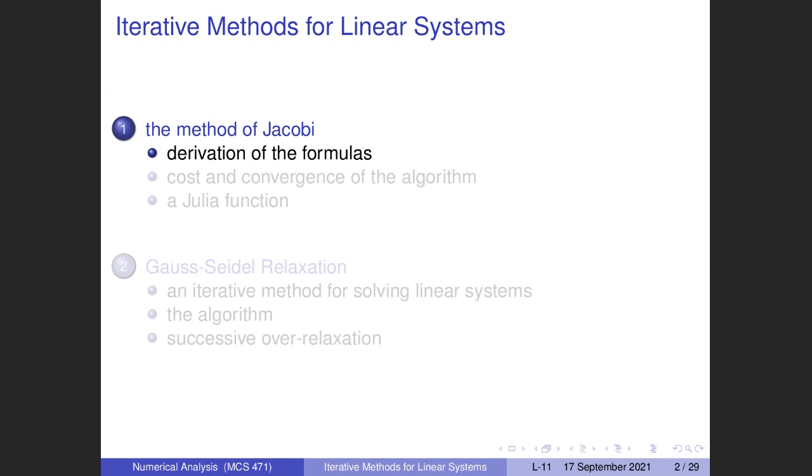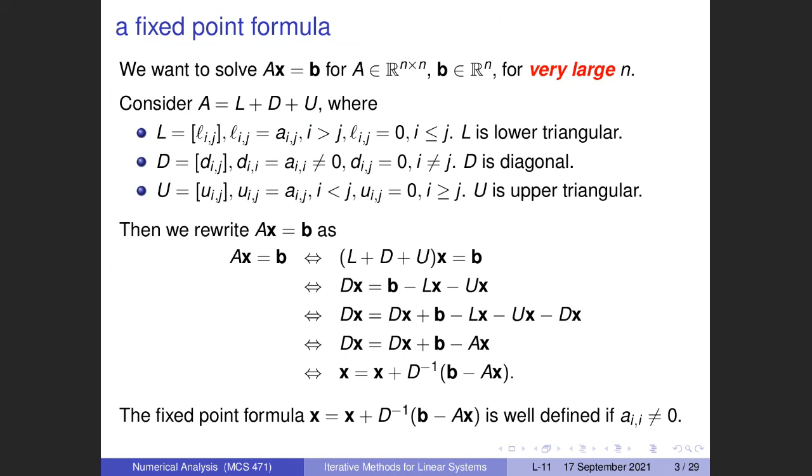So let us derive the formulas. So we worked with iterative methods before. When we derived iterative methods to solve one equation, we were working with fixed point formulations. Also here, we are going to rewrite our problem as a fixed point problem, trying to reduce the problem into a simpler problem.